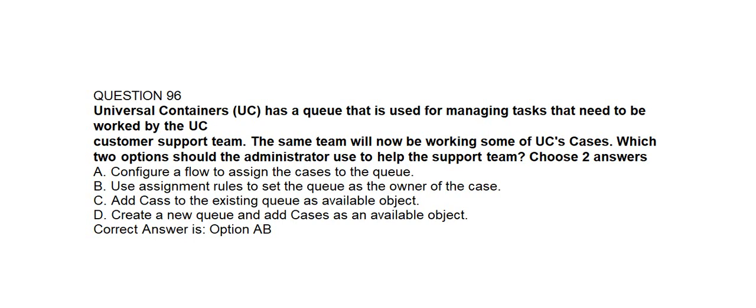Option A. Configure a flow to assign the case to the queue. Option B. Use assignment rules to set the queue as the owner of the case. Option C. Add case to the existing queue as an available object. Option D. Create a new queue and add cases as an available object. Correct answer is option A and option B. Configure a flow to assign the cases to the queue and use assignment rules to set the queue as the owner of the case.